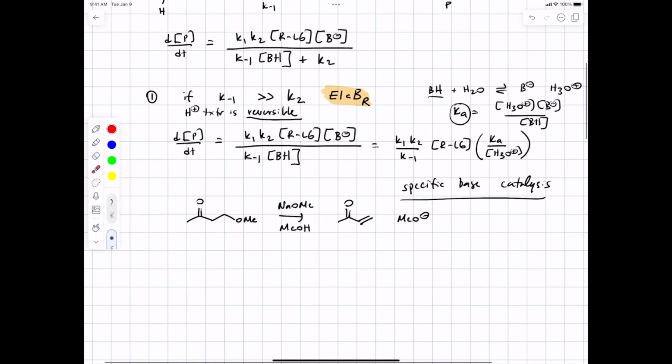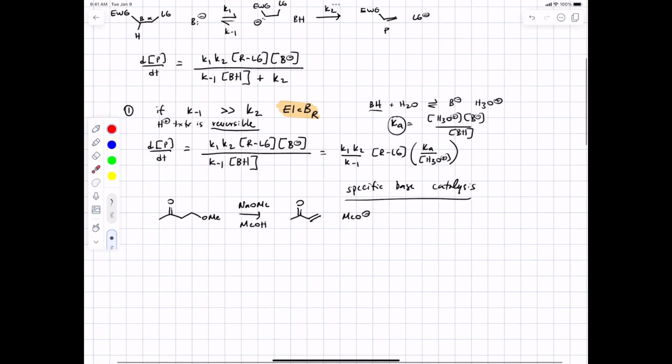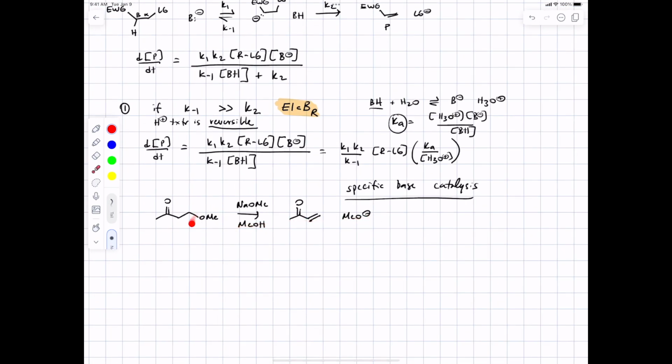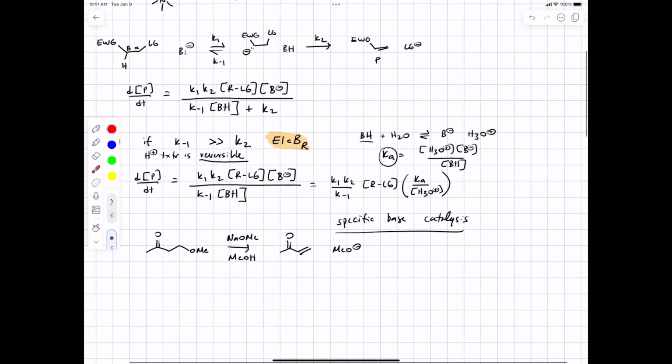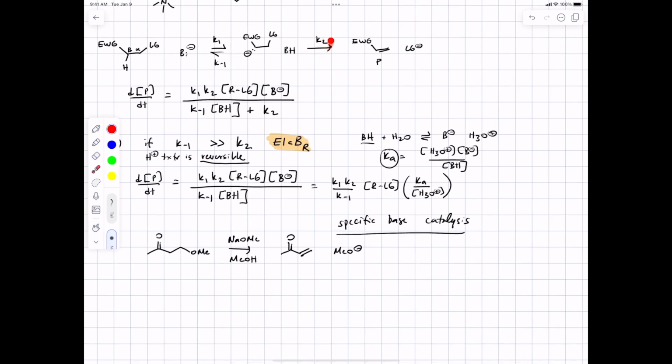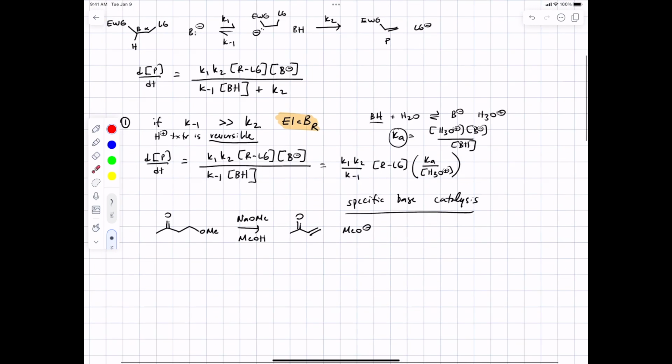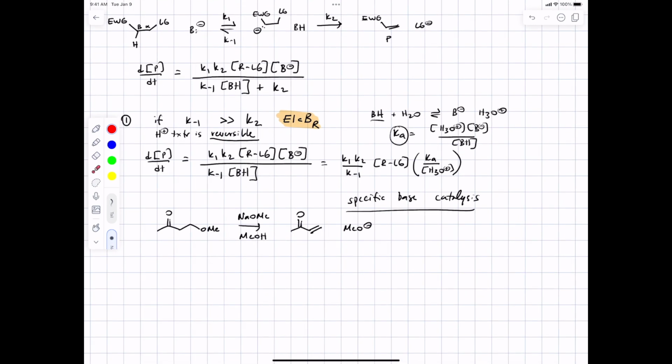An example of a reaction that follows this kind of kinetics is actually this one here, where methoxy is a leaving group. If you want to ask why is the K2 step so slow, perhaps it's because methoxy is a cruddy leaving group. Okay, so that's a reversible version of the E1CB.